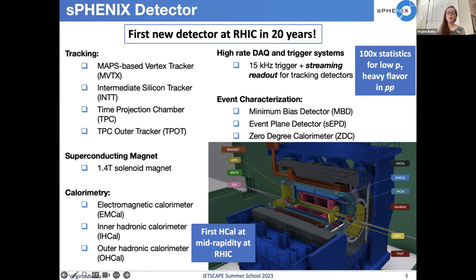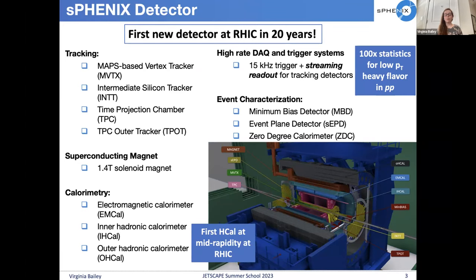And then we have three different calorimeter systems. So we have both an electromagnetic calorimeter, which sits inside the magnetic field, as well as a two-part hadronic calorimeter, one part that sits inside the magnet and one that sits outside of the magnet. And this is really exciting because this is actually the first hadronic calorimeter at midrapidity at RHIC. And so sPHENIX is really the first detector at RHIC that's going to be able to measure both the electromagnetic and hadronic components of things like jets.